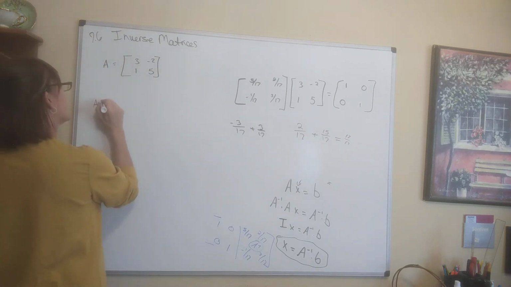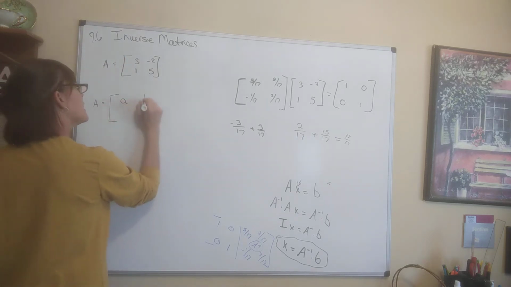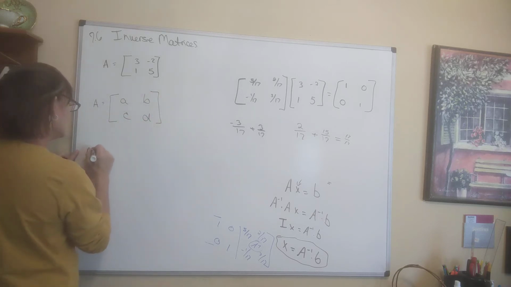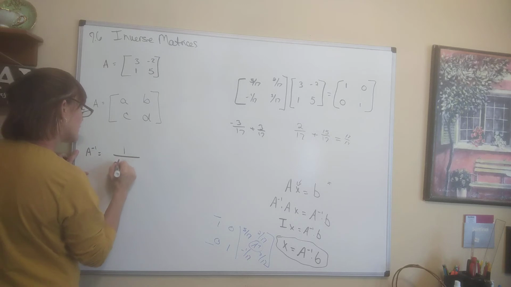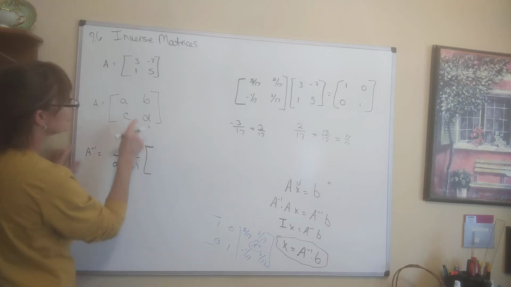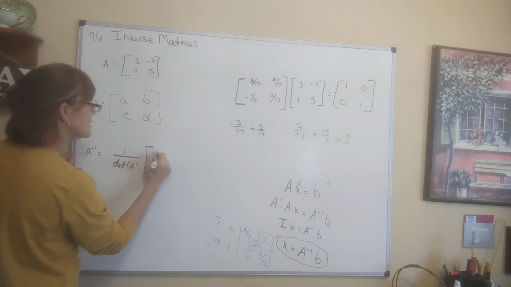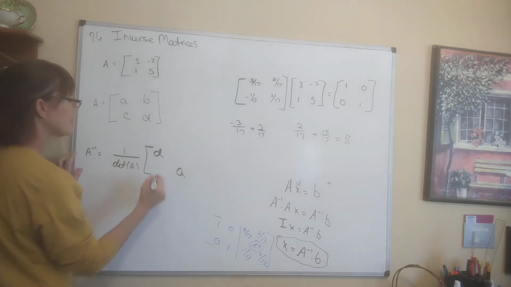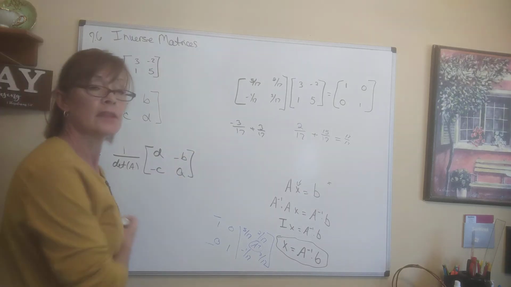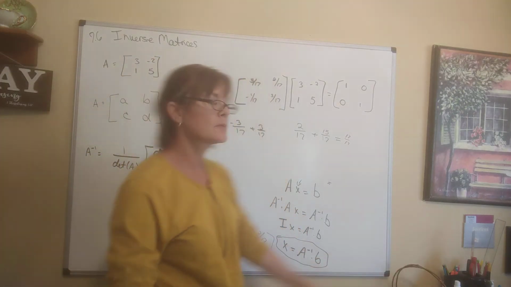If you've got some A, and let me just write things in position, A, B, C, D. A inverse is equal to 1 over the determinant of A times this matrix. You switch A and D. D goes here, A goes here, and you just negate these terms, and this is the inverse. So let's just find it for this one.